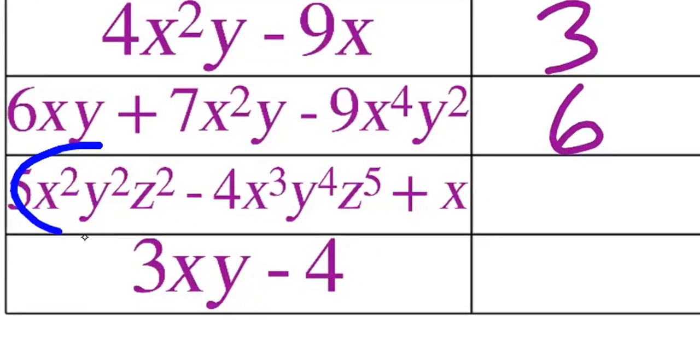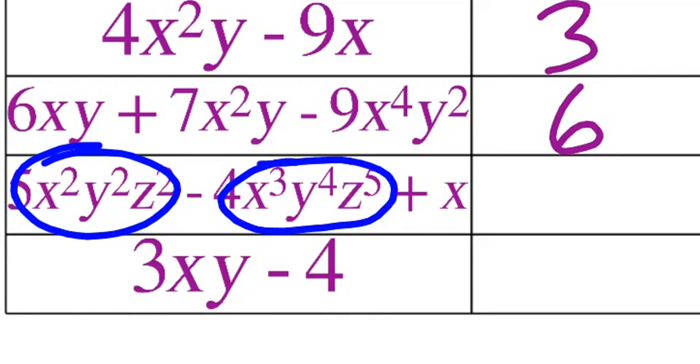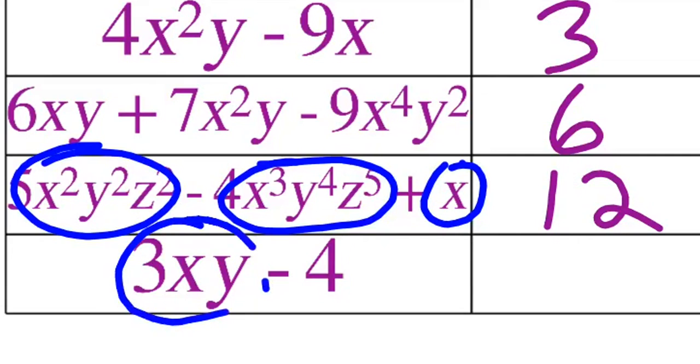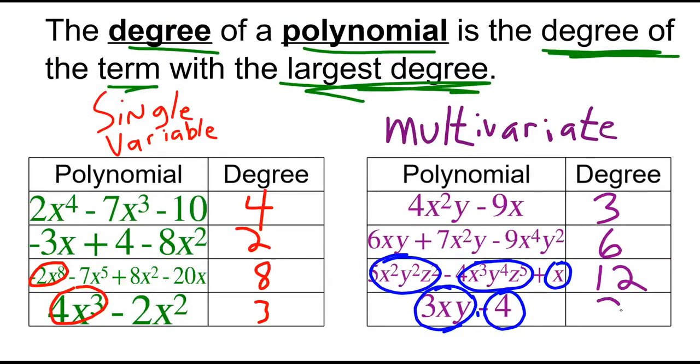Let's go without the spotlight. The degree of this term is 6. The degree of this term is 4 plus 5 plus 3, which is 12. The degree of that term is 1. The degree of the whole thing is 12. Last polynomial, the degree of this term is 2, and the degree of that term is 0. The biggest one is 2.